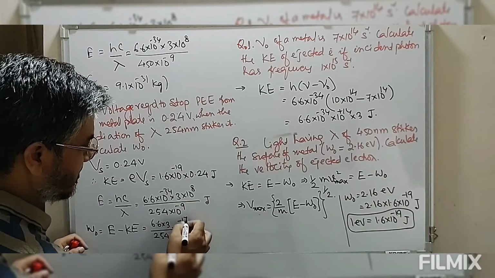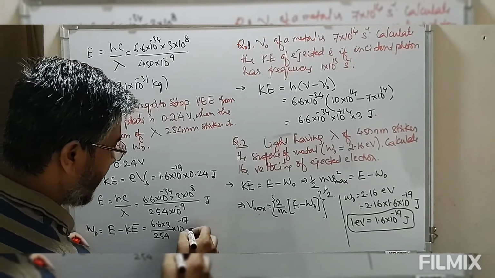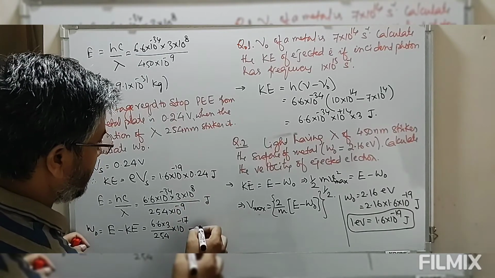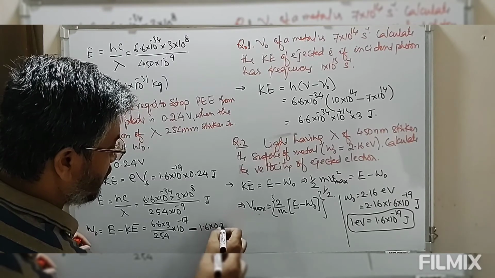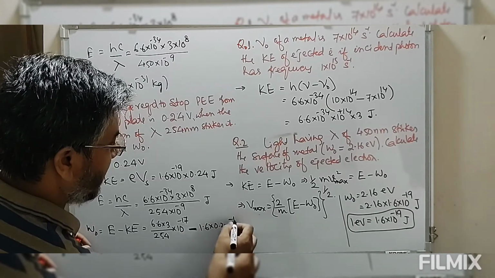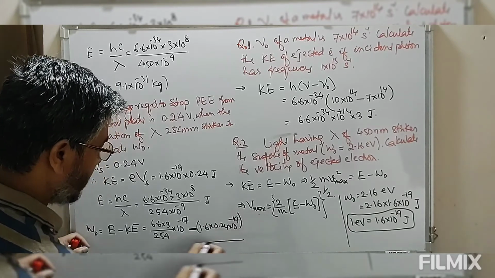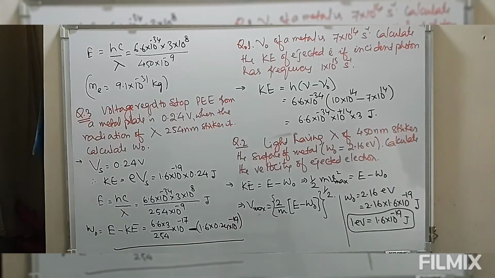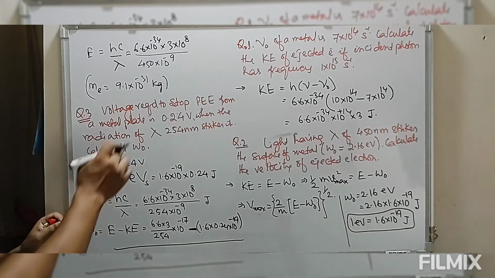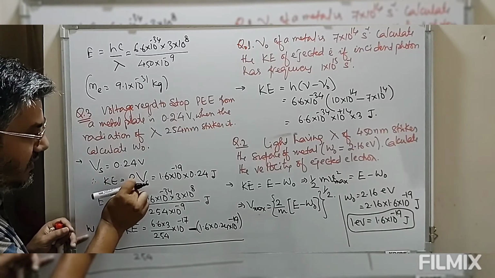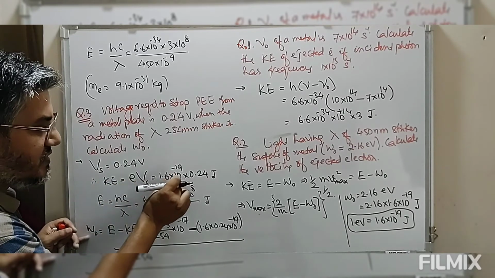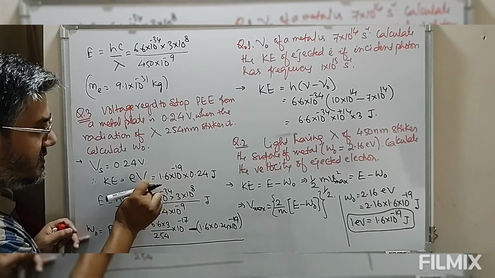So 10 to the power minus 17 minus 1.6 into 0.24 into 10 to the power minus 19. So this will give you the work function in terms of joule. So this is how we convert this stopping potential into kinetic energy. So kinetic energy is e into stopping potential, where e is 1.6 into 10 to the power minus 19. This is the stopping potential.